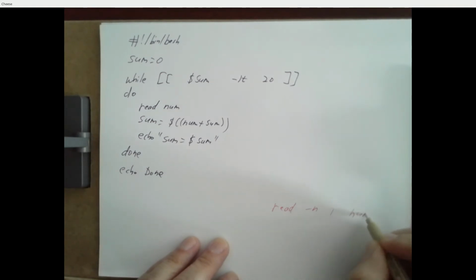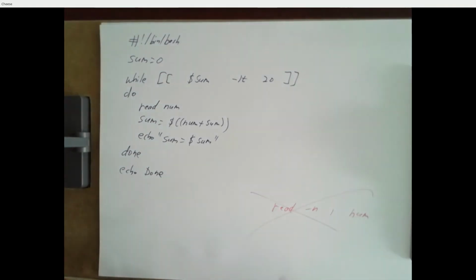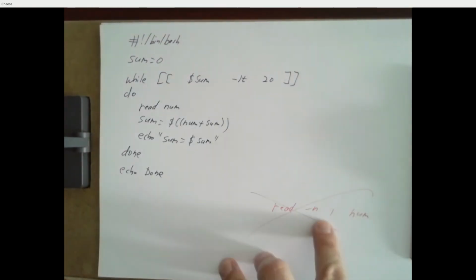Saw a few cases where this read was read -n1 num, right? Don't do that. The -n1 says wait until the person hits one key and then come back, which means you can only type a single digit for your number, right? That's not what we want here, right? We want to be able to enter something like 15, for example, and if you do this, it would come back right after the 1 and it would say your number was 1. So that's useful and it's pretty cool, but don't use it unless that's really what you want to have happen.